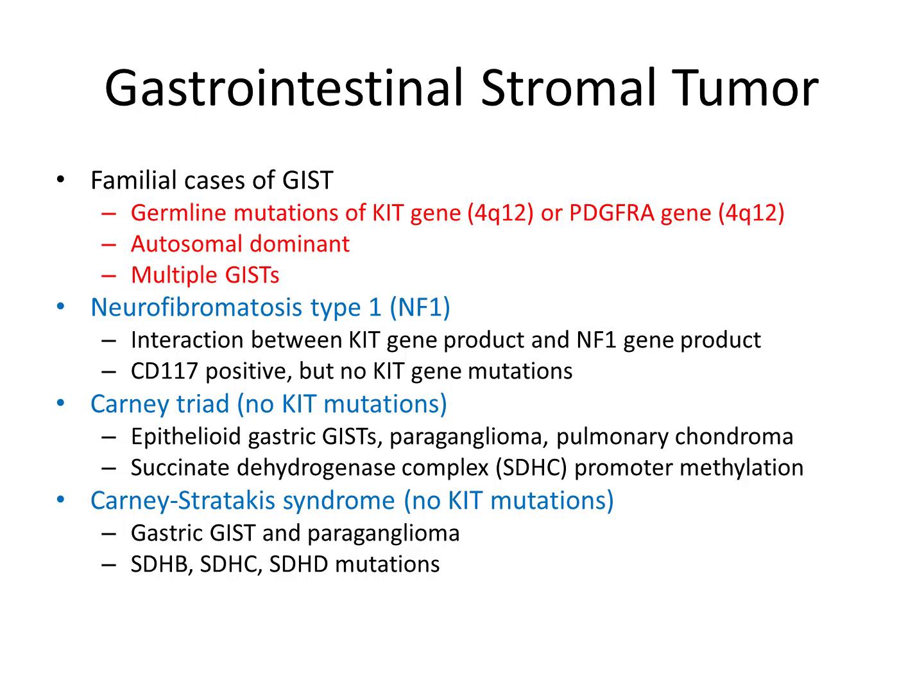Gastrointestinal stromal tumors are also found with the Carney triad and Carney-Stratakis syndrome. These are related to alterations of the succinate dehydrogenase complex and are not associated with KIT mutations.